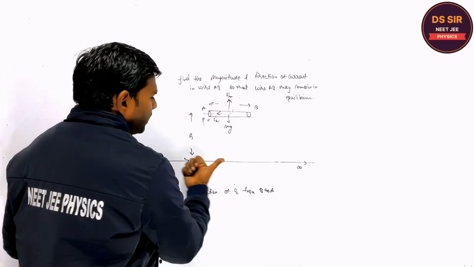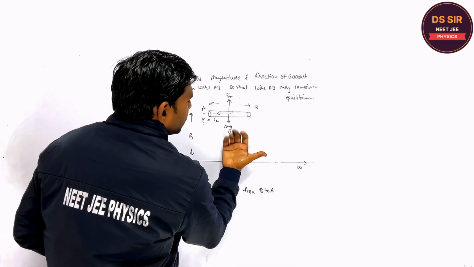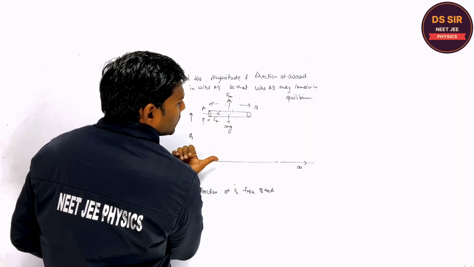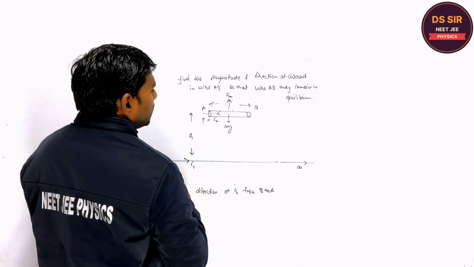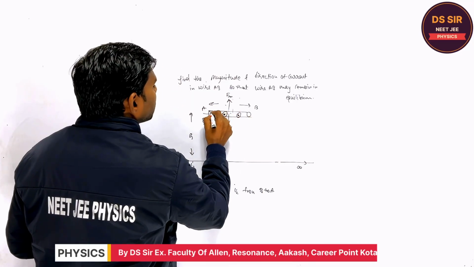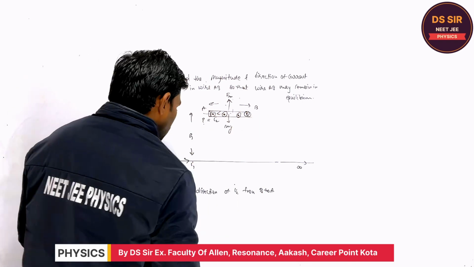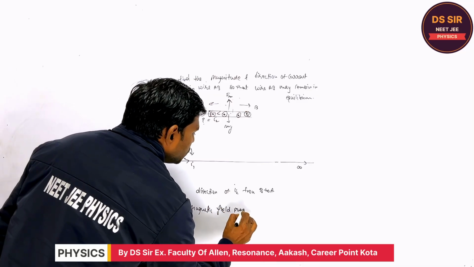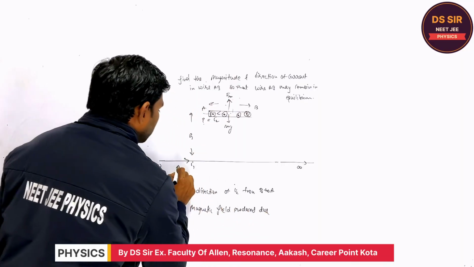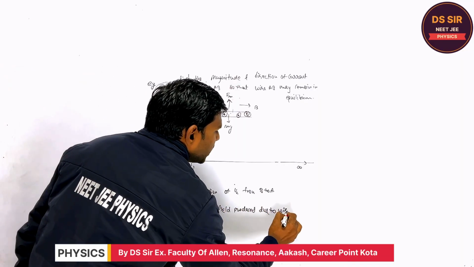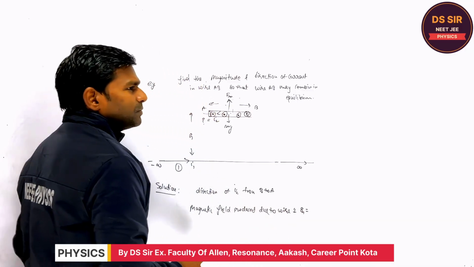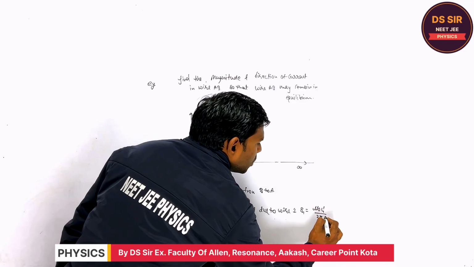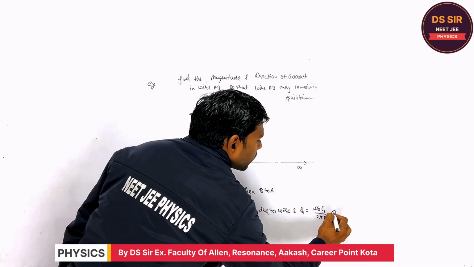How can we verify it? If this is the current carrying wire, because of this infinite wire, what is the magnetic field produced? Out of the board. So here the magnetic field is out of the board. The magnetic field produced due to wire 1, can you tell me what it is at height h? It is mu naught I1 upon 2 pi h, out of the board.